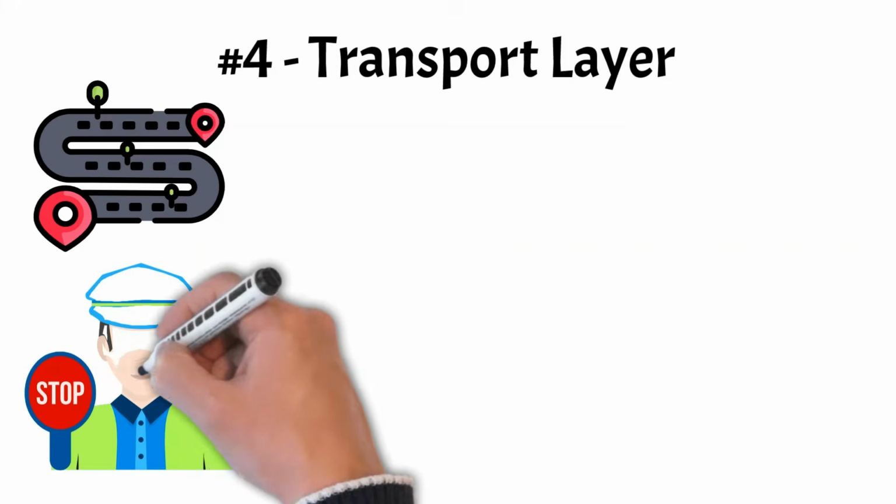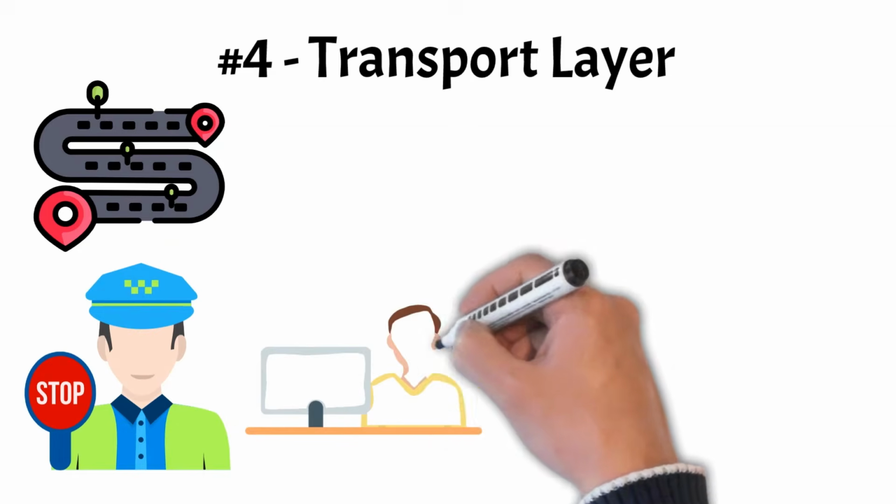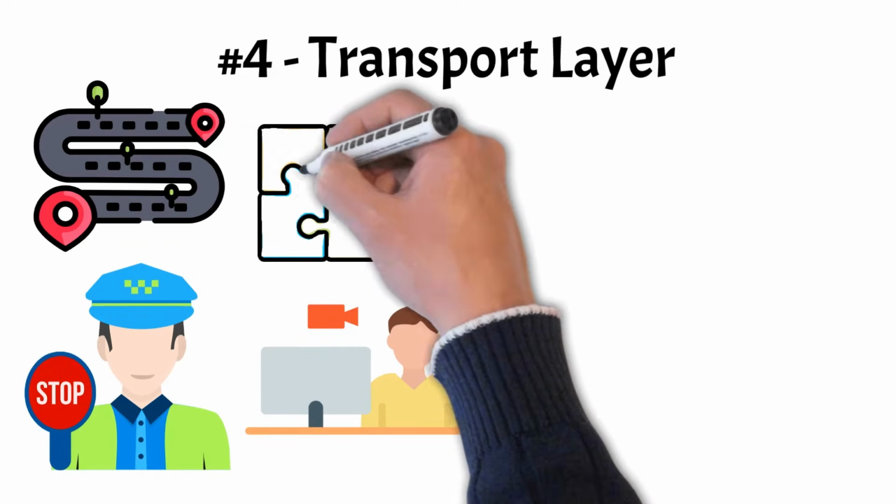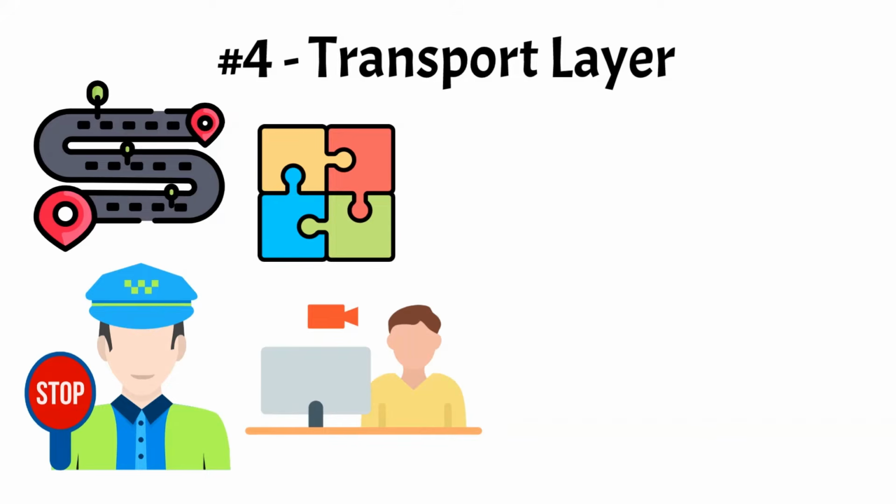For instance, when you make a video call, the transport layer breaks the data into smaller chunks, sends them to the recipient, and ensures they arrive in the correct order and without errors.